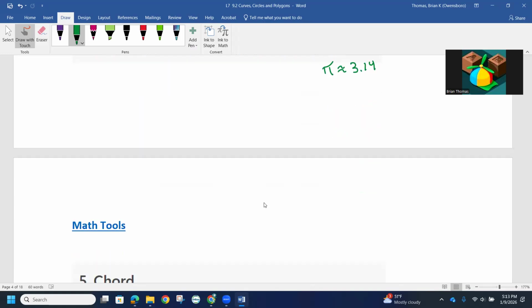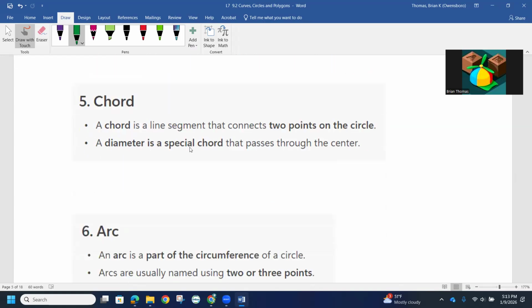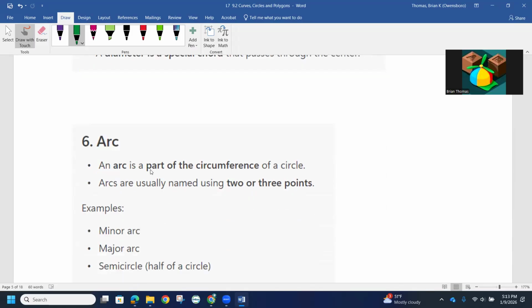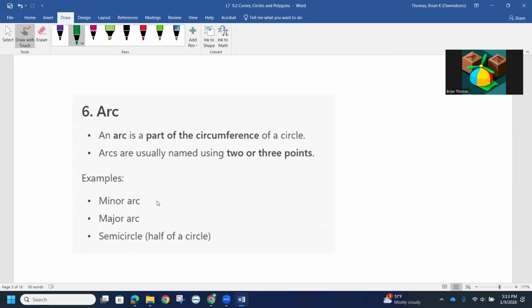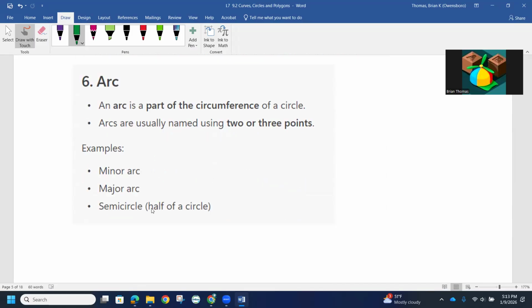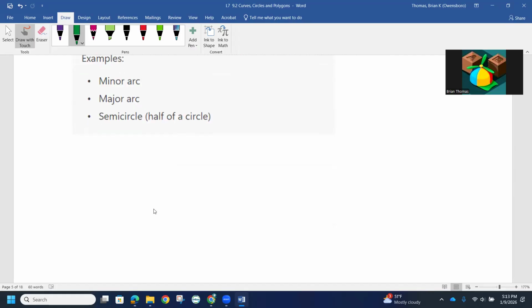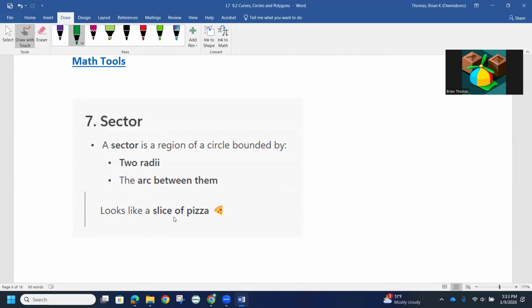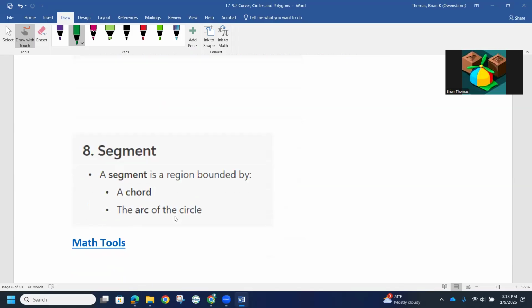So we have that. We talked about a chord. A chord is a segment that joins 2 points on a circle. A special chord was the diameter. Notice how the arc is not all the way around the circle. It's just part of the circumference. So we have this minor arc or major arc, and also, of course, a semicircle. Again, sector, we talked about that. That's the slice of pizza. And the segment is the region bounded by a chord and the arc.